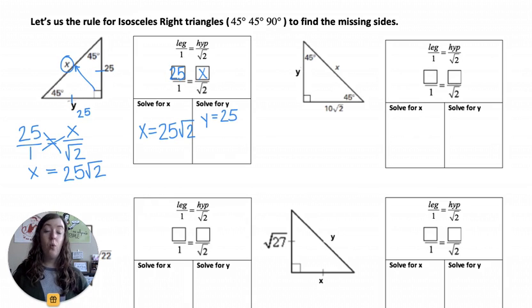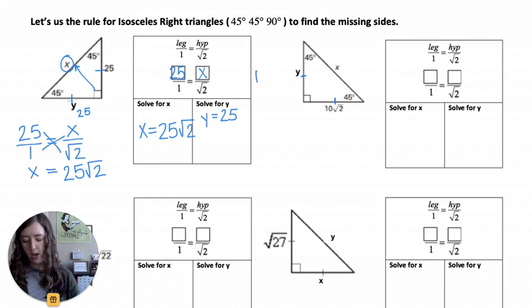So what do we already know the value of in the next one? Do we already know x or y? We already know y, right? Because we know that our two legs are going to be the same length. So since that bottom piece is 10 square root 2, we know that y is also going to be 10 square root 2.